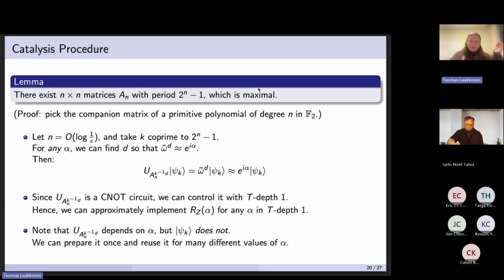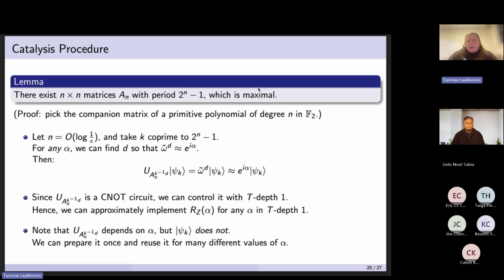And so the whole procedure that we have is, suppose we want to approximate some rotation by an angle alpha up to precision epsilon, then I can pick a number of qubits n that goes like log 1 over epsilon, which is as good as we could hope for. And I can pick any k that is co-prime to 2 to the n minus 1, so it doesn't share any common factors. And then for any angle alpha, we can find some integer d so that omega tilde to the d is approximately e to the i alpha, at least up to our precision epsilon.